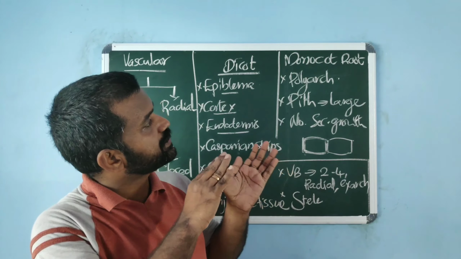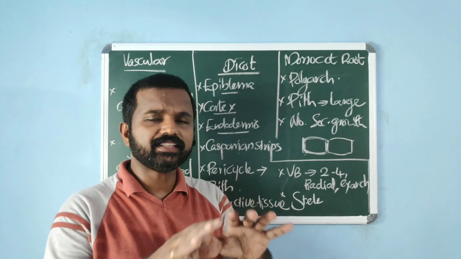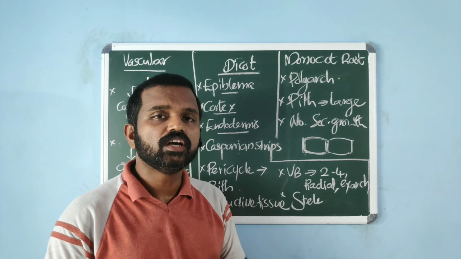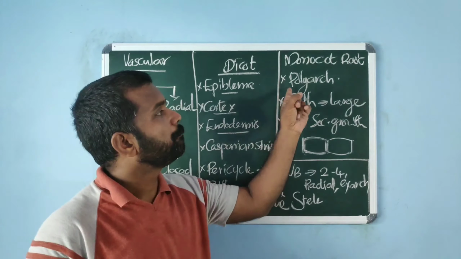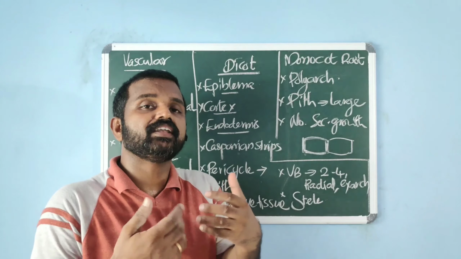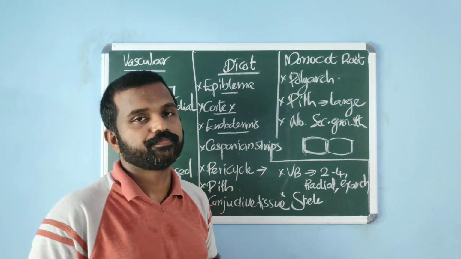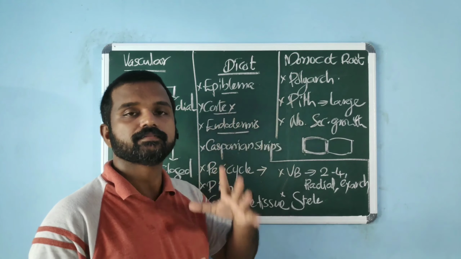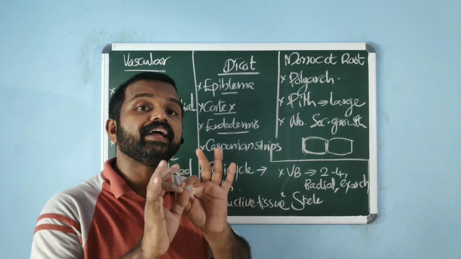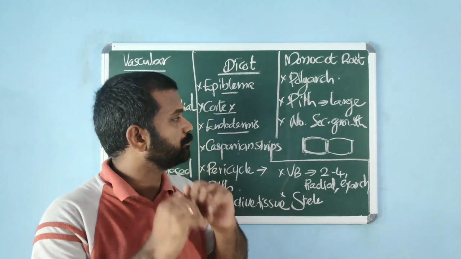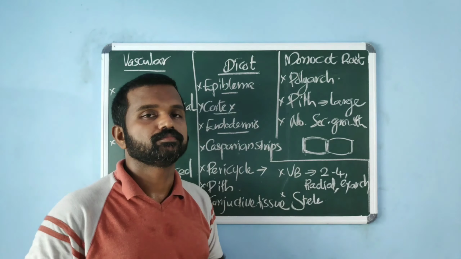Then if you see the anatomy of the monocot root, what are the differences? Fundamentally the anatomy is similar because it is a root. A few differences are listed here. One is polyarch. They differ in the number of xylem. Polyarch means many xylem, more than 6. Then another difference, the pith. In dicot it is reduced, but in monocot it is large and highly developed. Then there is no cambium and no secondary growth.